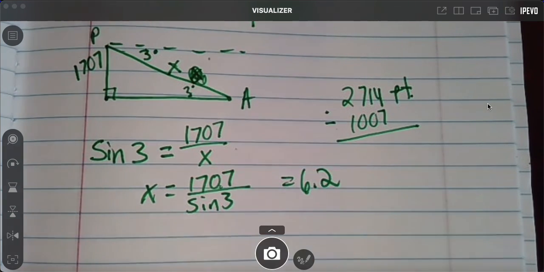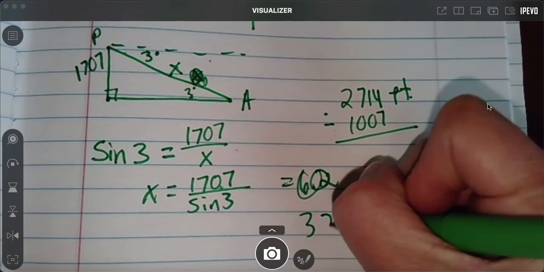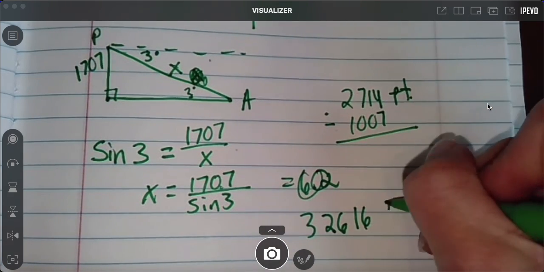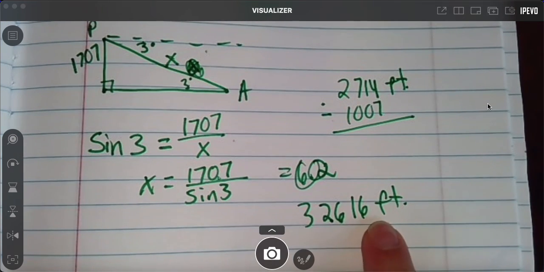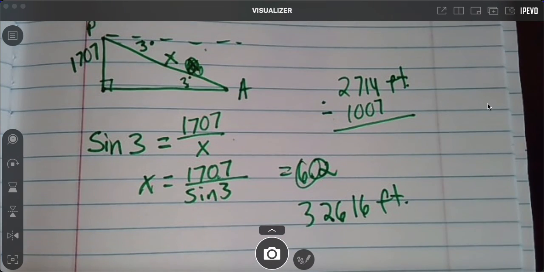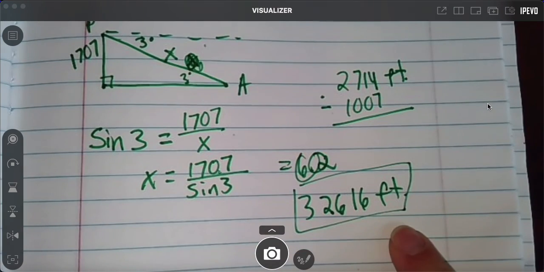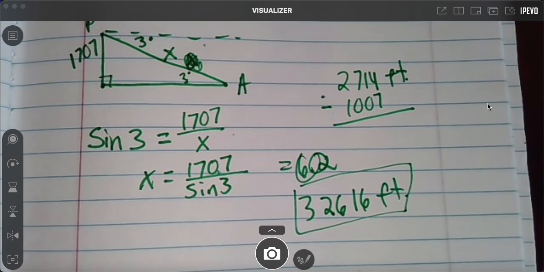Let's look at some on this worksheet together. What do you put on the calculator? I did 1707 divided by the sine of 3. Oh, the reason they got this. Hold on. They got 32,616 feet. Is that what you got? How many miles is that? That's how they got the 6.2 miles. This is also correct. That's also correct. That's feet. Okay. I'm glad you pointed that out.